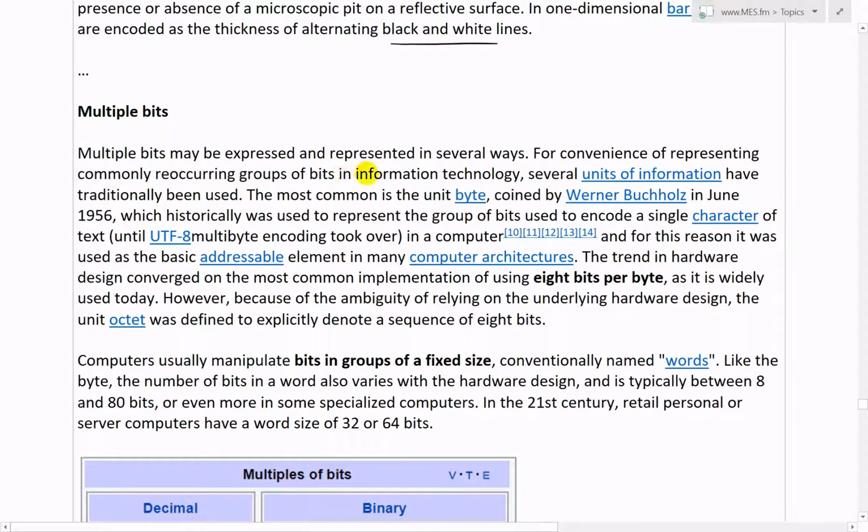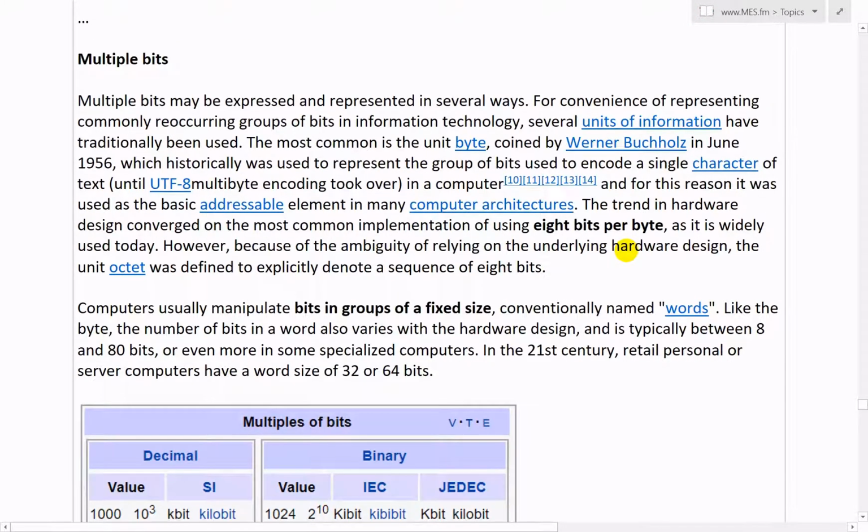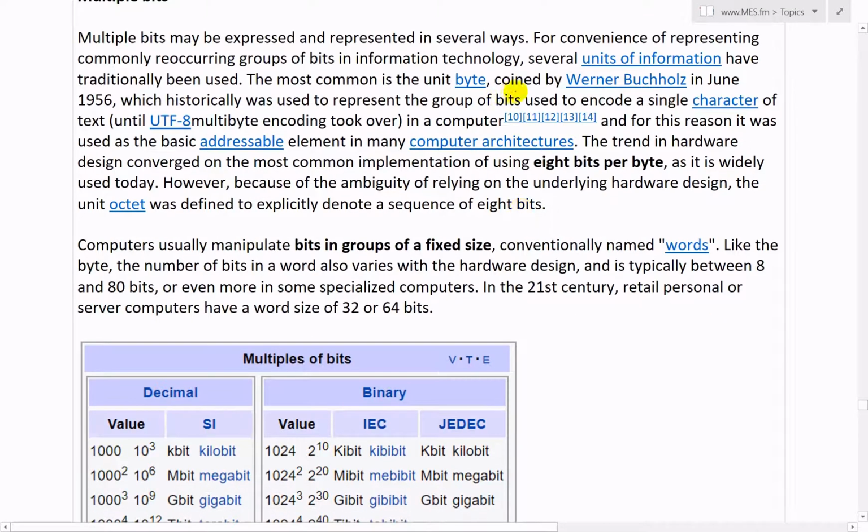So multiple bits can be expressed and represented in several ways. For convenience of representing commonly recurring groups of bits in information technology, several units of information have traditionally been used. The most common unit is the byte, coined by Werner Buchholz in June 1956, which historically was used to represent a group of bits used to encode a single character of text until UTF-8 multi-byte encoding took over.